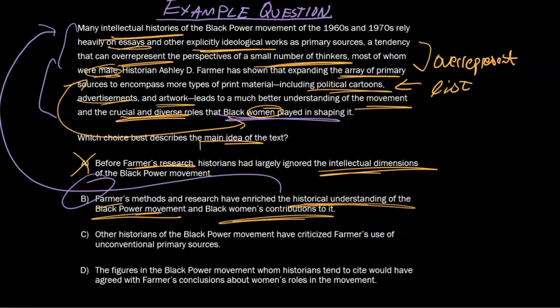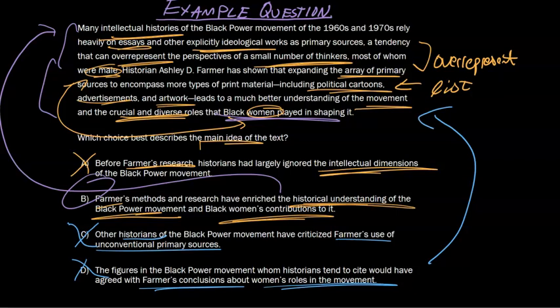Let's take a look at the other ones. Other historians have criticized Farmer's use of unconventional primary sources. It does not say that anywhere in here. We can just cross that out. Figures in the Black Power movement, whom historians tend to cite, would have agreed with Farmer's conclusions about women's role in the movement. We don't see any evidence of that. It does not say that. We don't know what these people would think. They're likely not alive today, and even if they are, they're not mentioned in this paragraph at all. So we can say that D is not the answer. That leaves us with choice B.